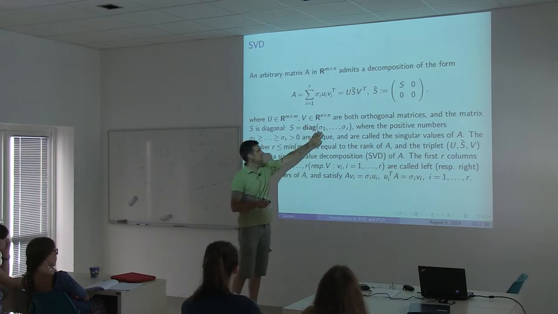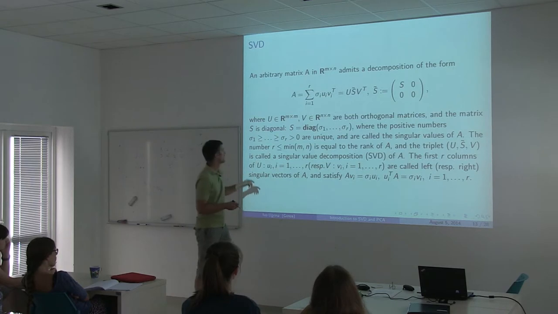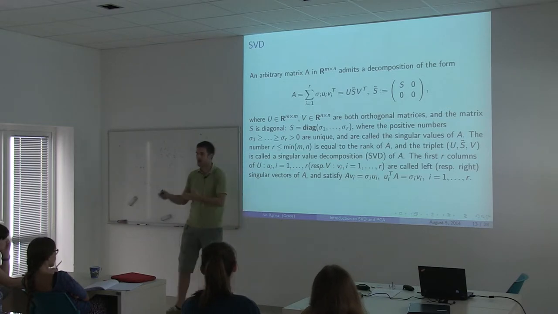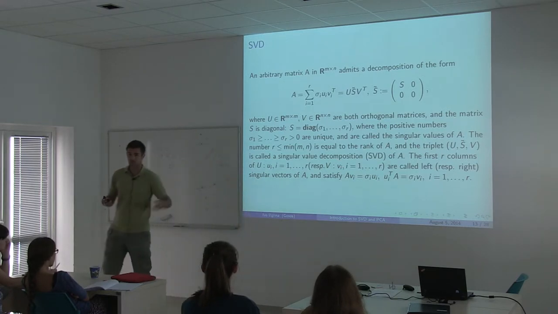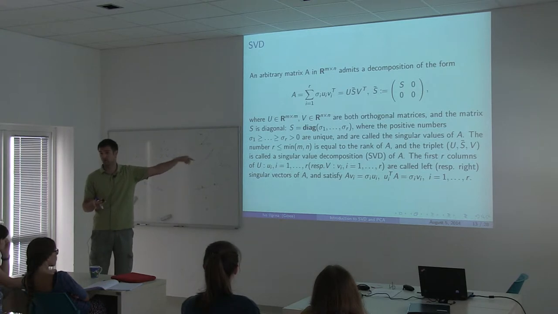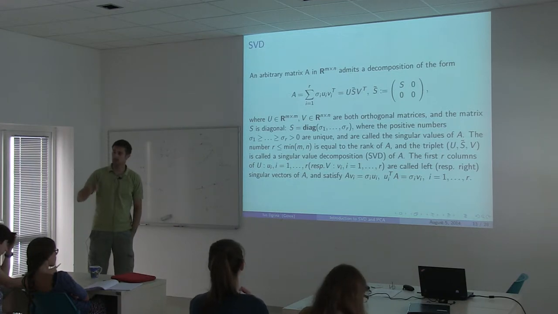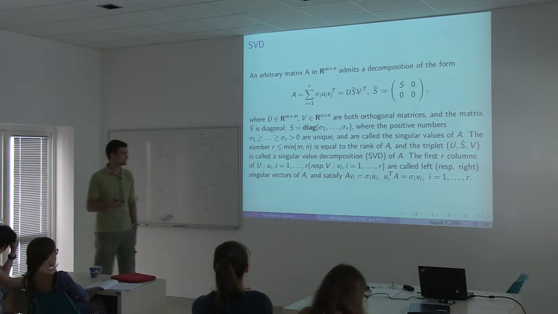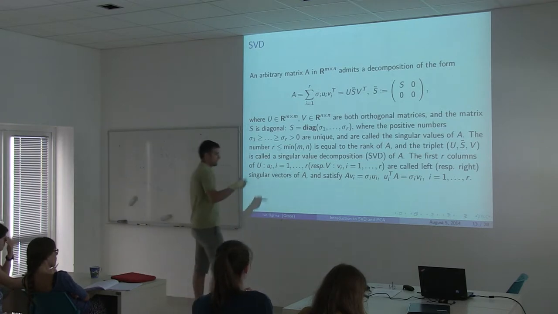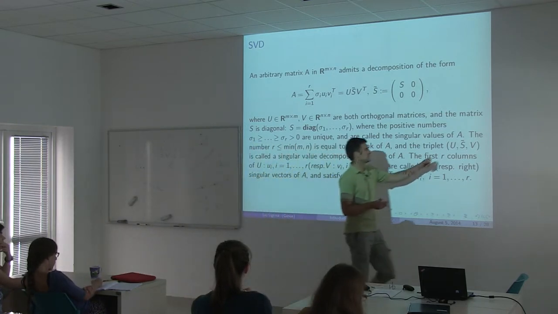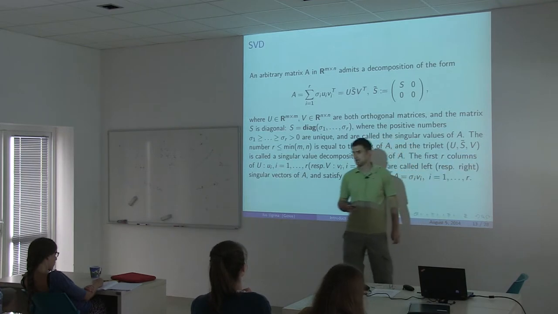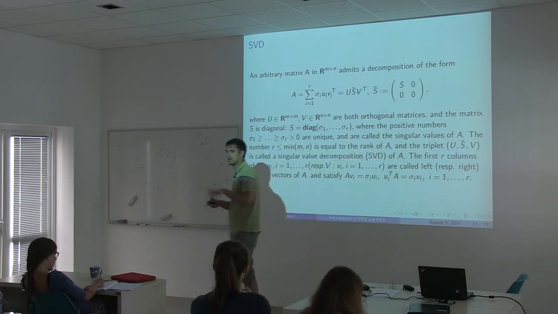And as I said, these are singular values. The idea here is that R is basically the rank of a matrix. So you could define the rank of a matrix just by doing this decomposition and seeing how many on the diagonal are different from zero. It's the same thing as linearly independent rows or columns. If you have a triplet like this, you call that SVD, singular value decomposition.